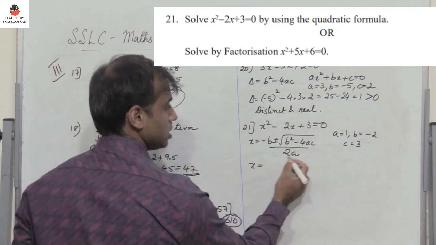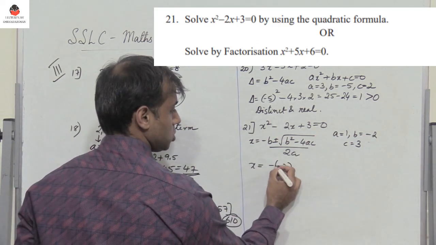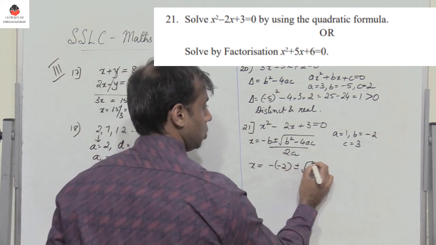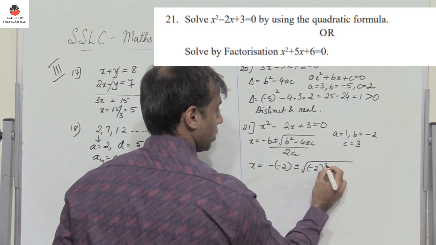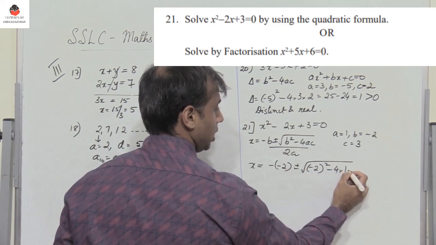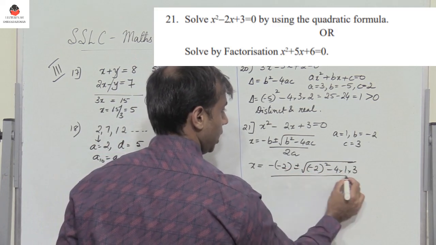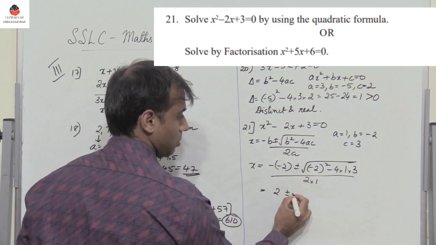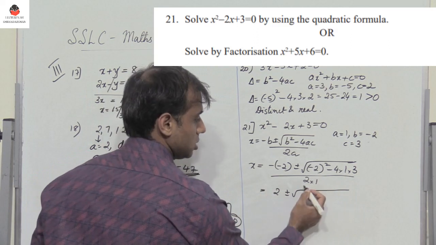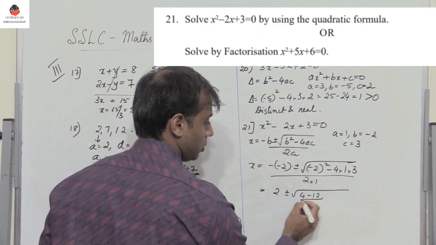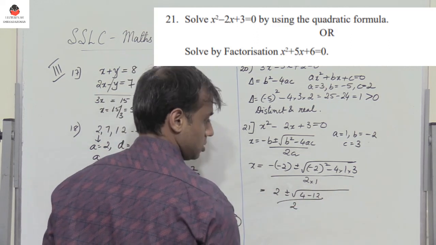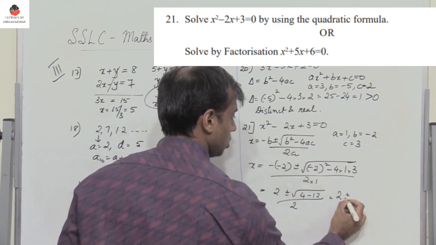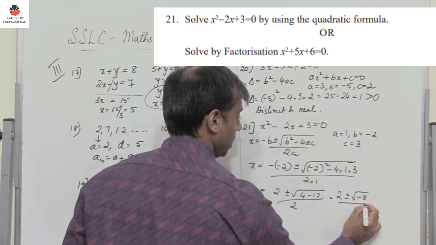So x equals, b is minus of minus 2, so be careful with the negative sign, plus minus root of minus 2 the whole square minus 4 into a is 1 into c is 3 divided by 2 into 1. So I have 2 plus or minus root of, so this is 4 minus 12 divided by 2. So what do I get here? So we get 2 plus or minus root of minus 8 by 2.